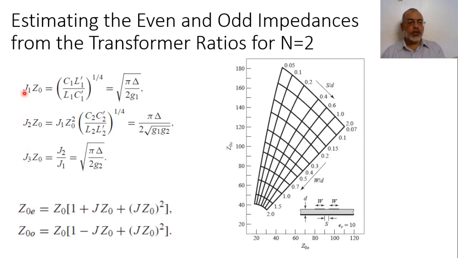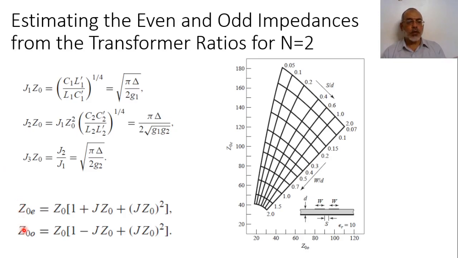So for each inverter, the corresponding coupled line transmission line section will have Z0 even equal Z0 multiplied by 1 plus J Z0 plus J Z0 squared, and Z0 odd would be Z0 multiplied by 1 minus J Z0 plus J Z0 squared. This will be applied for J1, J2, J3. And each time we have an even impedance and an odd impedance.